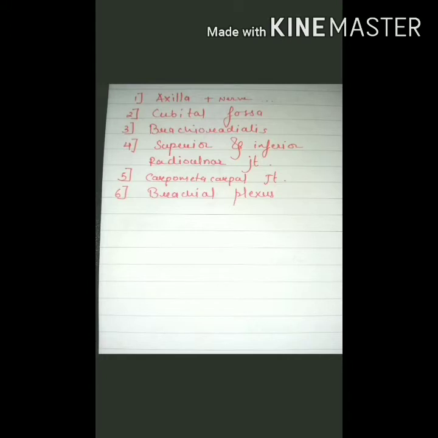And today we are going to study about axilla, and after axilla we will see the other topics: cubital fossa, brachioradialis muscle, etc. In axilla we are going to see the boundaries, base, floor, and the arterial supply, and after that we will see the axillary nerve.